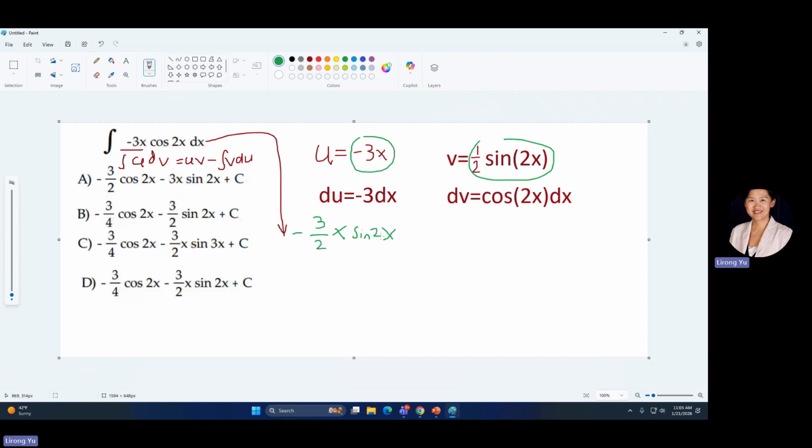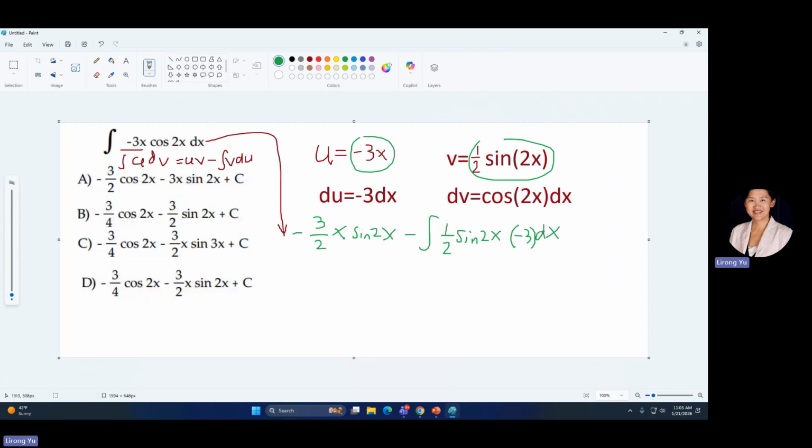So that's the U times V. And then we have to minus the integration of V du. The V is 1/2 sine 2x. That's the V. And then the du has -3 and then 3x.